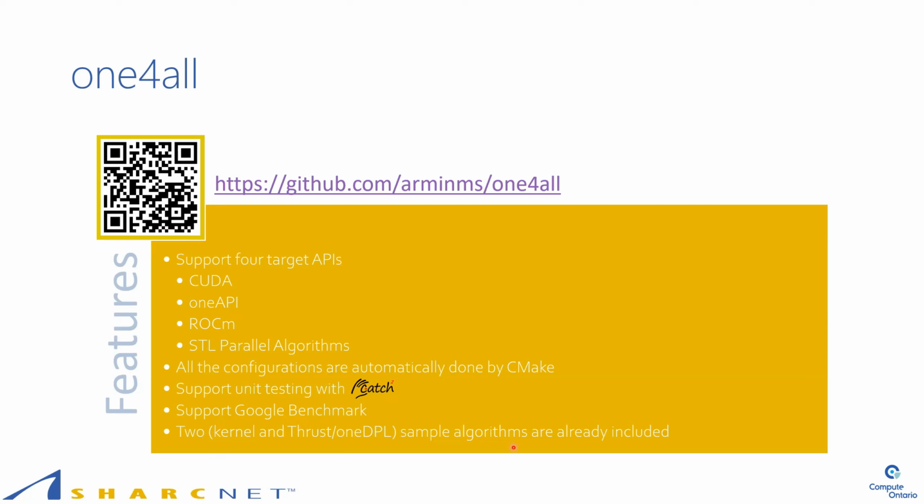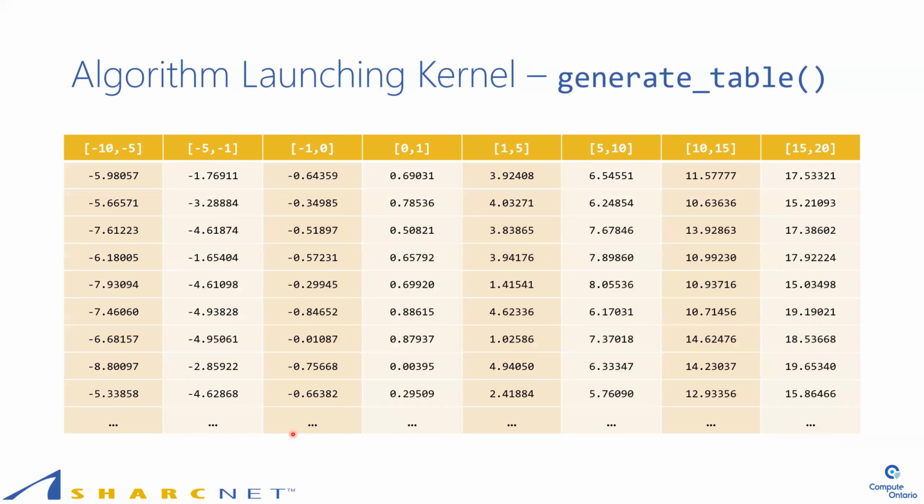Two sample algorithms are already included. One is a kernel one, and the other one is based on thrust and oneDPL. So you have a little bit of both to know how to deal with them. The first algorithm is generate table. As the name says, it generates tables with arbitrary numbers of columns filled with random numbers in a defined closed range. For example, this one I got from the unit test. It's a table with 8 columns, each column in a different closed range. This one is between -10 and -5, for example.